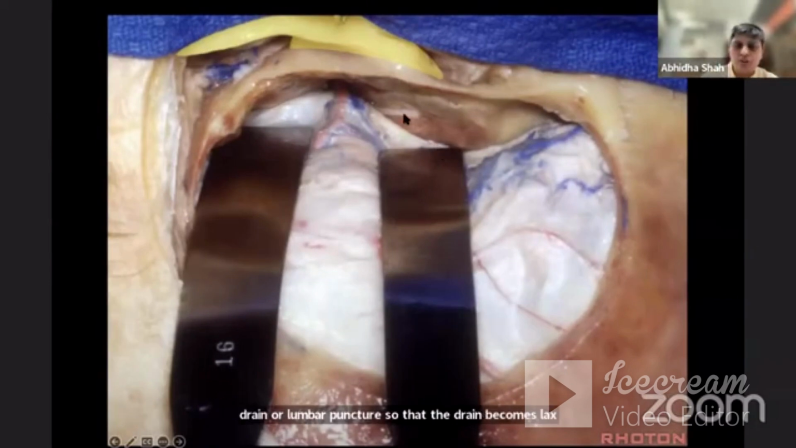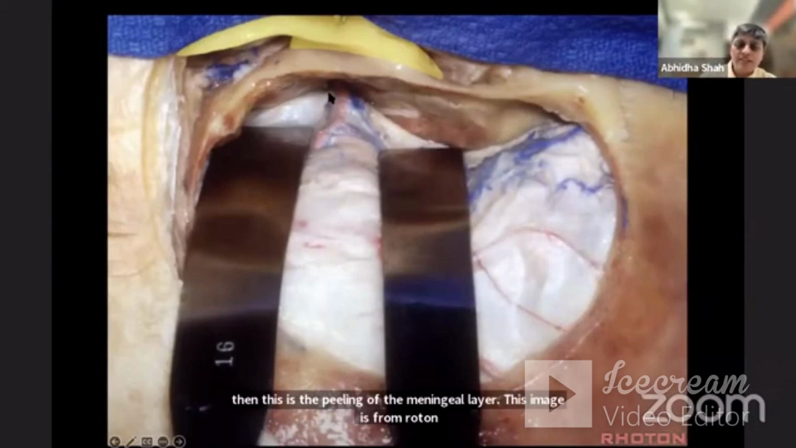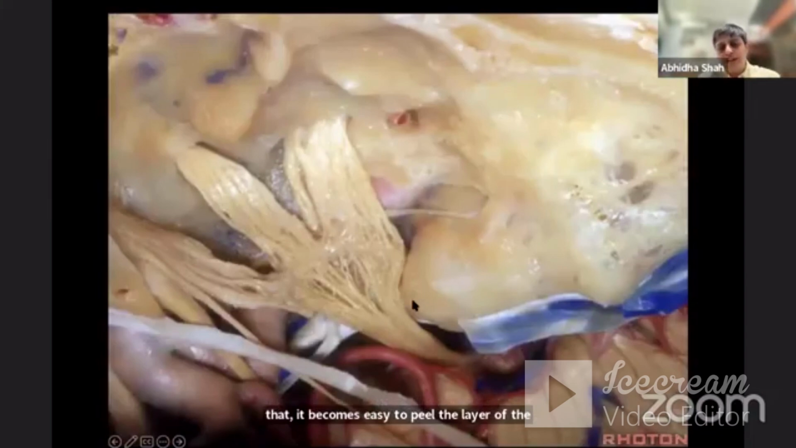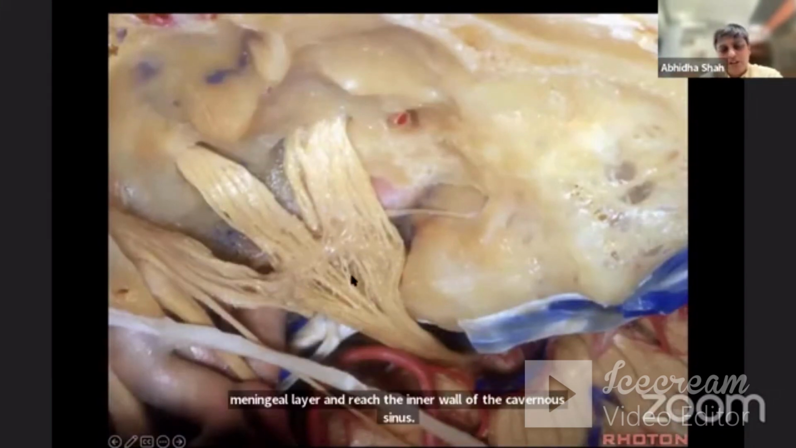This image is from Rhoton. This is the middle meningeal artery. This is the first important structure that has to be cut, so you will coagulate it and ligate it. Once you do that, it becomes easy to peel the meningeal layer and reach the inner wall of the cavernous sinus. And once you do that, you will see the inner layer here also has been removed.